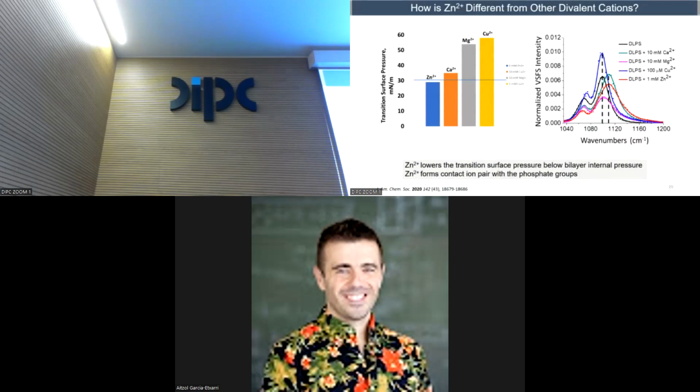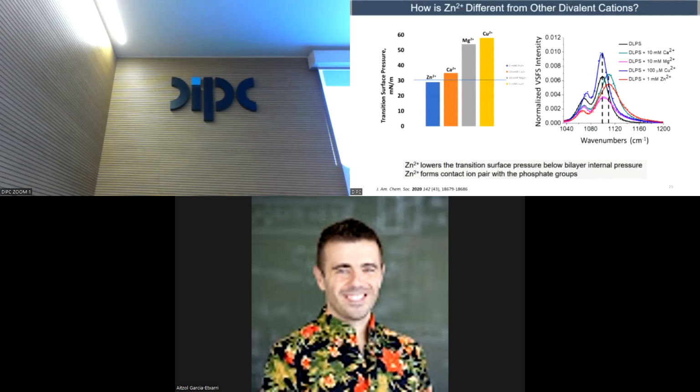So now I have drawn a line here, right? This line, if you remember what I said in the beginning, 30 millinewtons per meter is also the internal pressure of a lipid bilayer. So it makes sense that zinc is the only ion that's able to do this phase transition below that threshold. Now, that's not the only reason why zinc is unique.